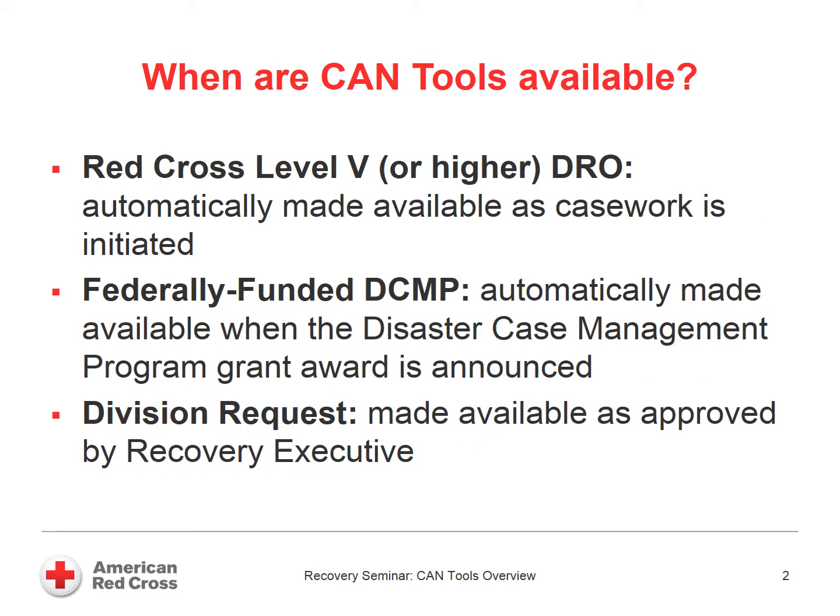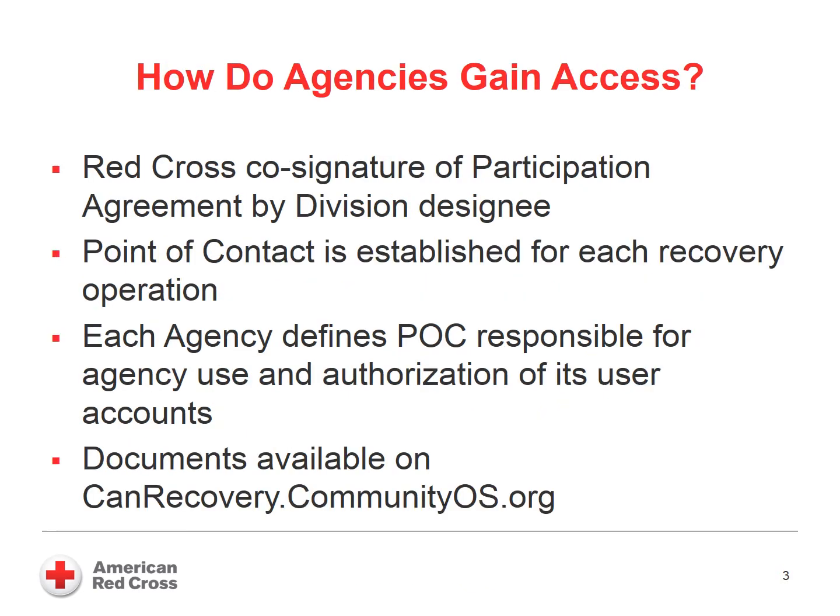CAN tools are automatically made available when the Red Cross Level 5 or higher disaster relief operations are activated, when a federally funded disaster case management program grant award is announced, or by division request as approved by the Executive Director of Recovery Operations. How do agencies gain access?